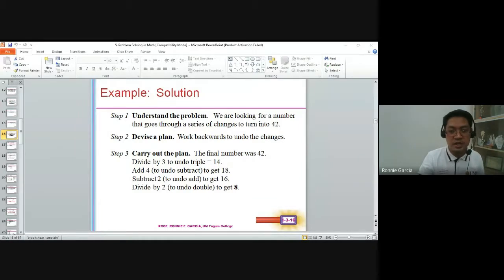So, are there questions on this kind of problem? This kind of problem may come out in your examination or even in your quiz. None so far? Okay, none so far. How about the others?